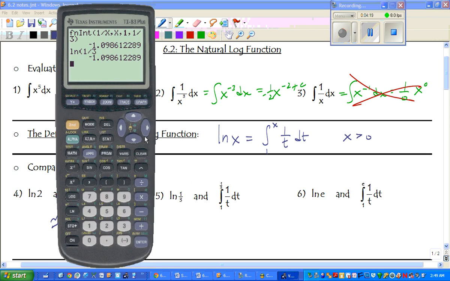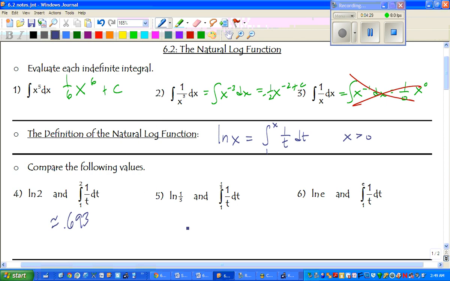And we will find that the same thing happens with these. For number 5, we take the definite integral of 1 over x dx from 1 to 1/3, we get negative 1.099 if we round it. Same thing for natural log of 1/3. Oh, sorry, I got that. It should be 0.099.